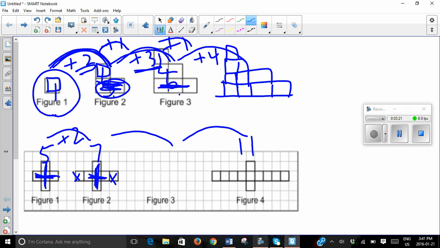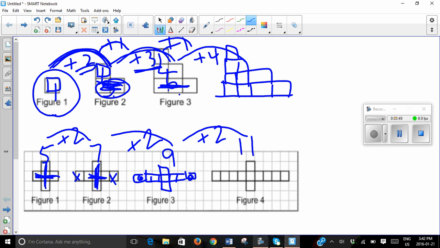If they take this shape and they reproduce it here, it's a little difficult for me with my big fingers on a small laptop screen. So they've reproduced figure 2, and then they're going to add 2 more like we did in the first one. So we've got a plus 2. Then they will see that they have 9 in this figure. And of course, it's plus 2 here for the next.